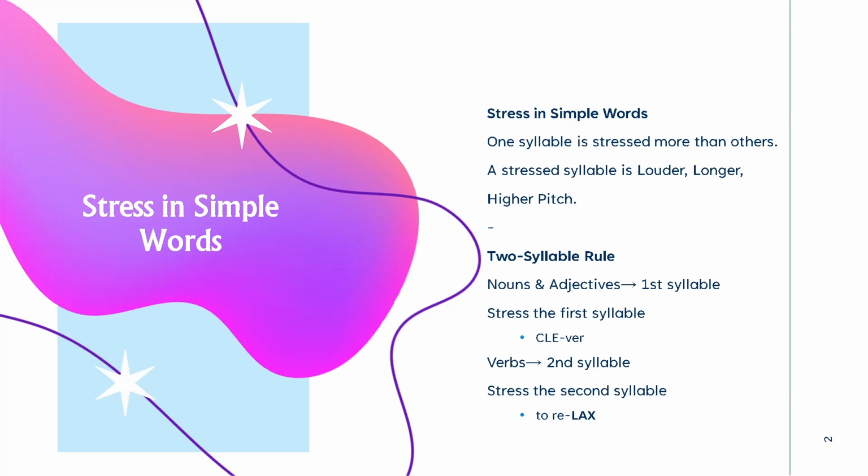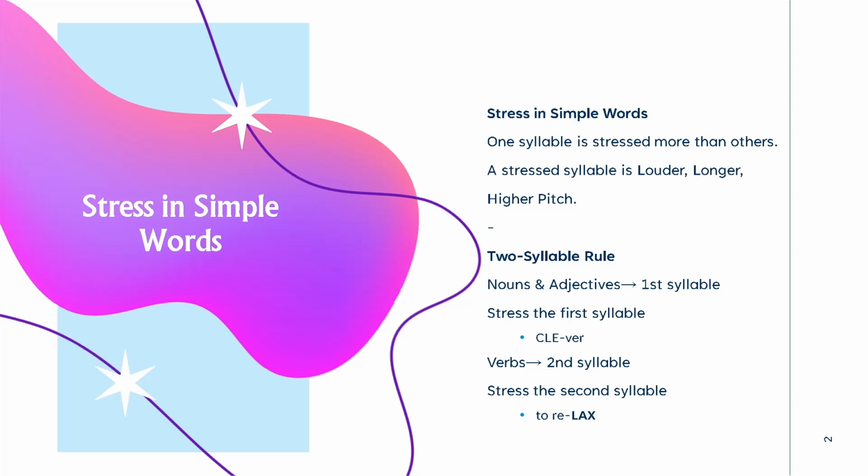For the first topic, let's talk about stress in simple words. In English, one syllable is stressed more than the other. This means we don't pronounce every part of the word equally. A stressed syllable is usually louder, longer, and spoken with a higher pitch. This is important because stress helps listeners recognize words correctly.